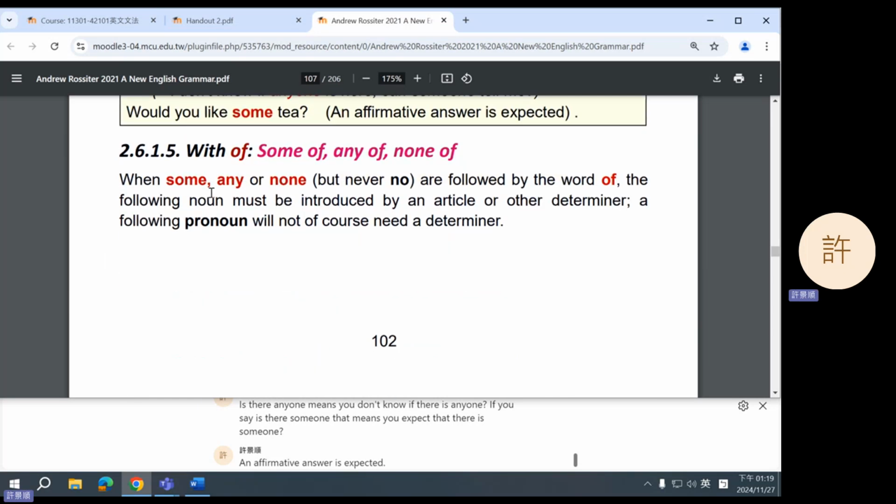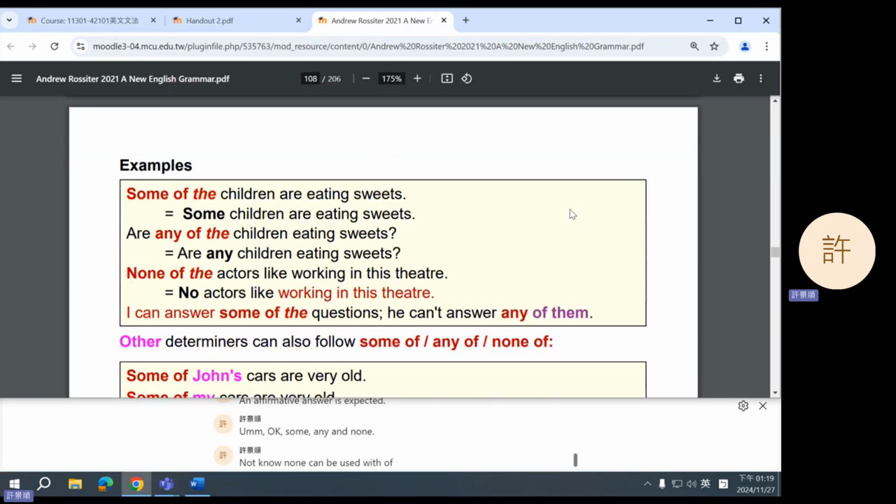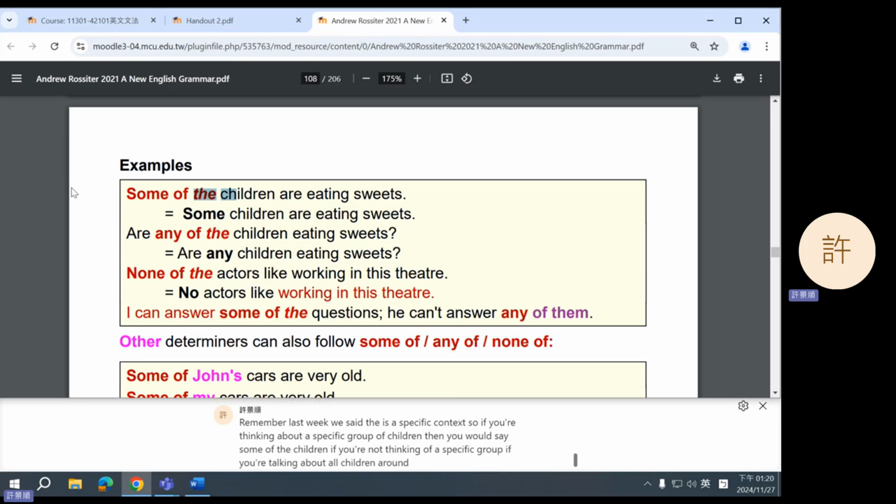Okay, some, any, and none, not no, none can be used with of, right? Some of, any of, none of. And this is when you have a specific group in mind. Remember last week we said the is a specific context. So if you're thinking about a specific group of children, then you would say some of the children. If you're not thinking of a specific group, if you're talking about all children around the world, you don't have to add of the. You just say some children.